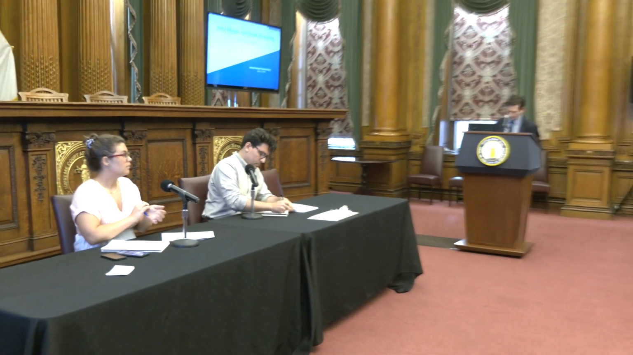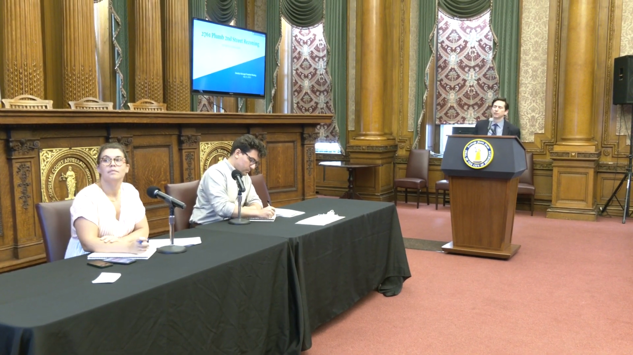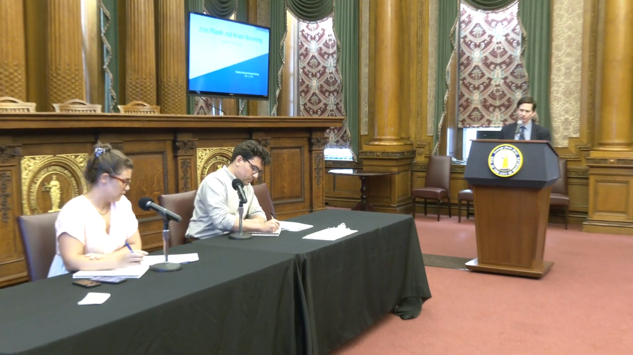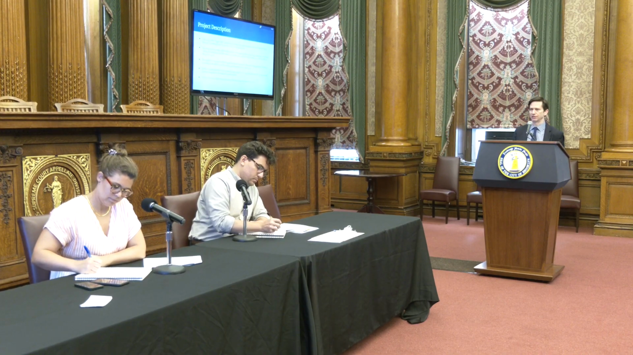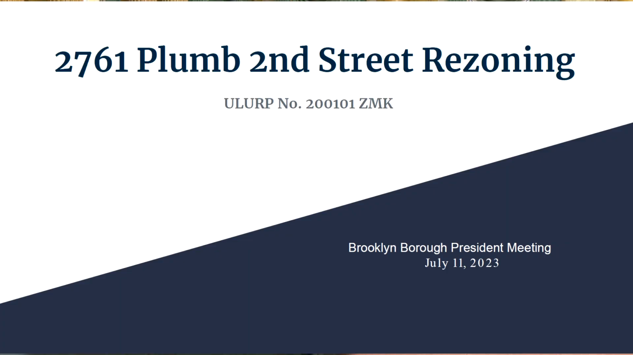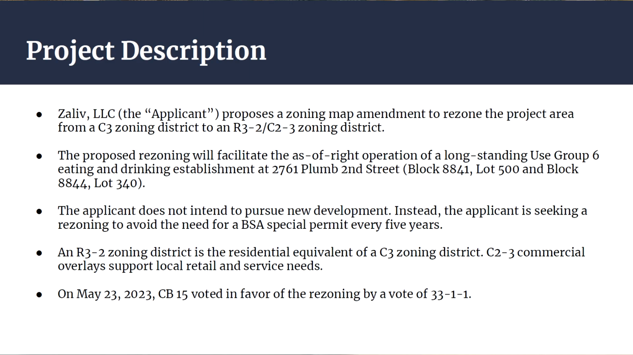Please state your name and present this application. Good evening, Richard Lobel of Sheldon Lobel PC for the applicant. Thank you. So we have here the 2761 Plum 2nd Street rezoning. This is a very straightforward rezoning. The applicant here is proposing to rezone the project area from an existing C3 district to an R32 C23 district. And what this will do will facilitate the as-of-right operation of this existing long-standing Use Group 6 eating and drinking establishment at 2761 Plum 2nd Street. It is currently a TGI Fridays restaurant, a very well-known and beloved restaurant in the area.